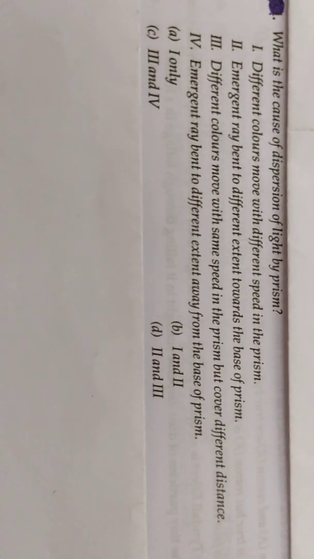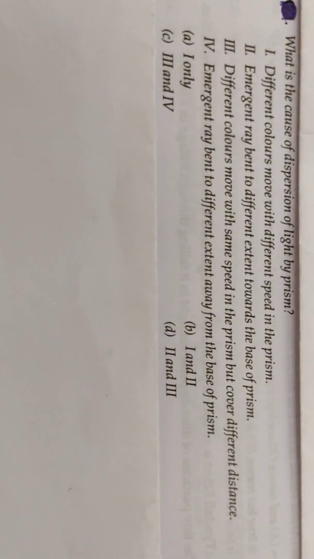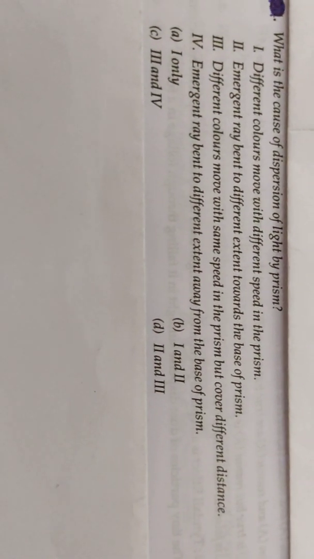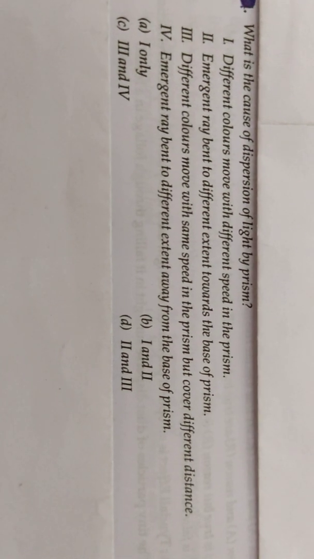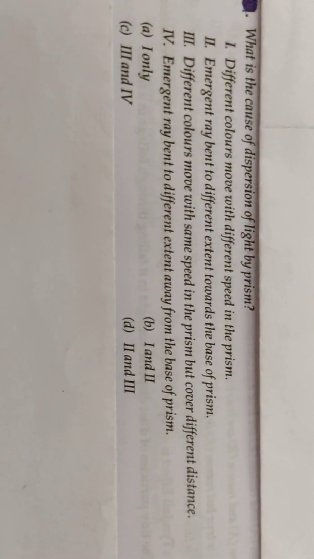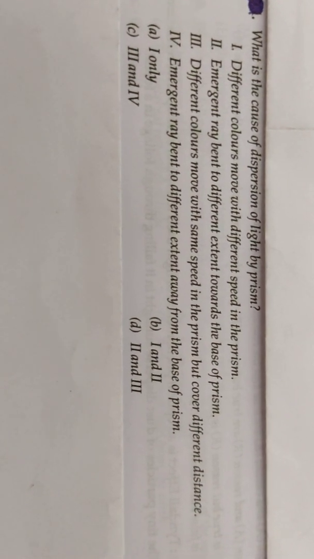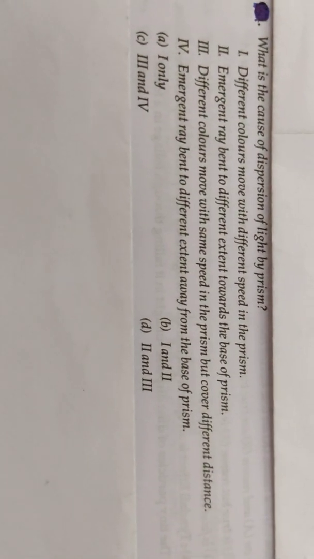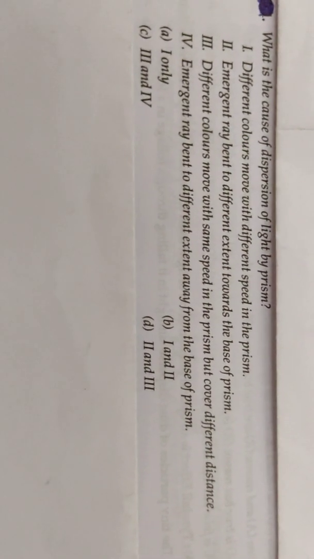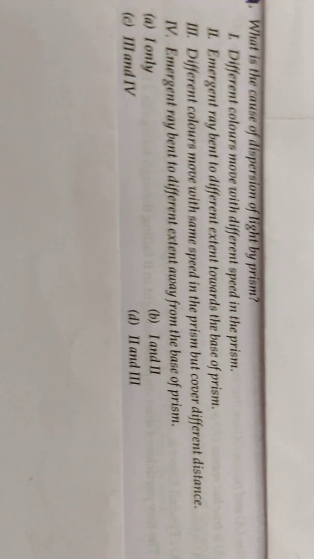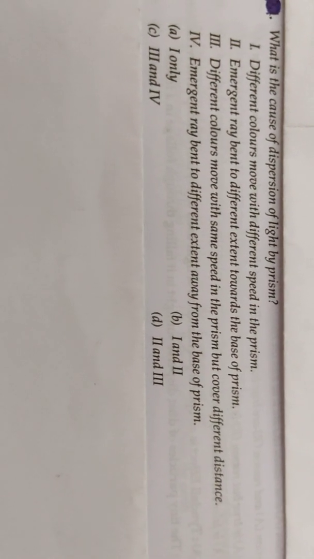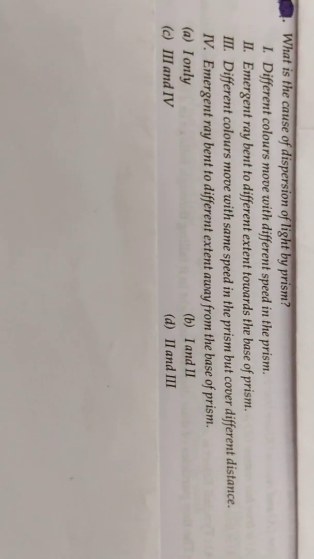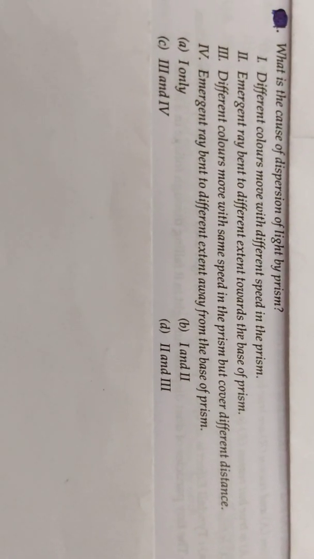Third statement, different colors move with same speed in the prism but cover different distances. This is wrong because different colors move with different speed, not same speed in the prism. Last sentence, emergent ray bend to different extent away from the base of prism. This is again wrong as the bending is towards the base of prism. Although when I found the first and second statements to be correct, we know that B is correct out of the 4 options. Still, I wanted to go through each statement just to make you clear why the statement is wrong and which statement is correct. So here only first and second statements are correct. So B is the correct option.